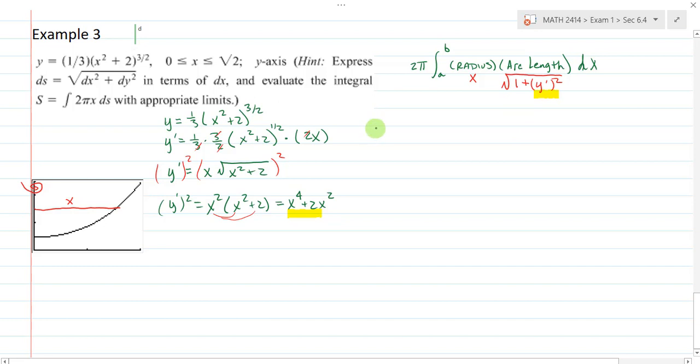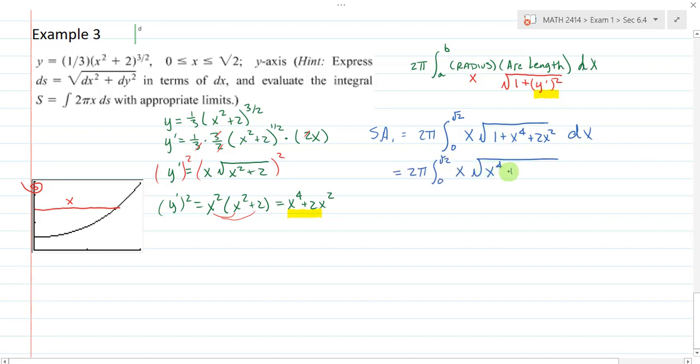So now I'm ready to set up my integral. So for the surface area, I'm going to get 2 pi times the integral from 0 to the square root of 2 of my radius, which we said was x, times the square root of 1 plus x to the 4th plus 2x squared, dx. Let's rearrange the order of these terms underneath the radical to be x to the 4th plus 2x squared plus 1.